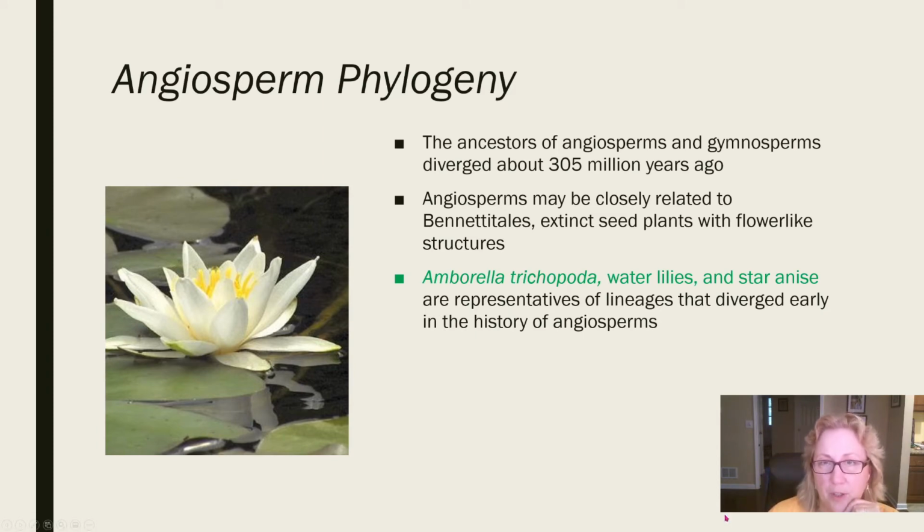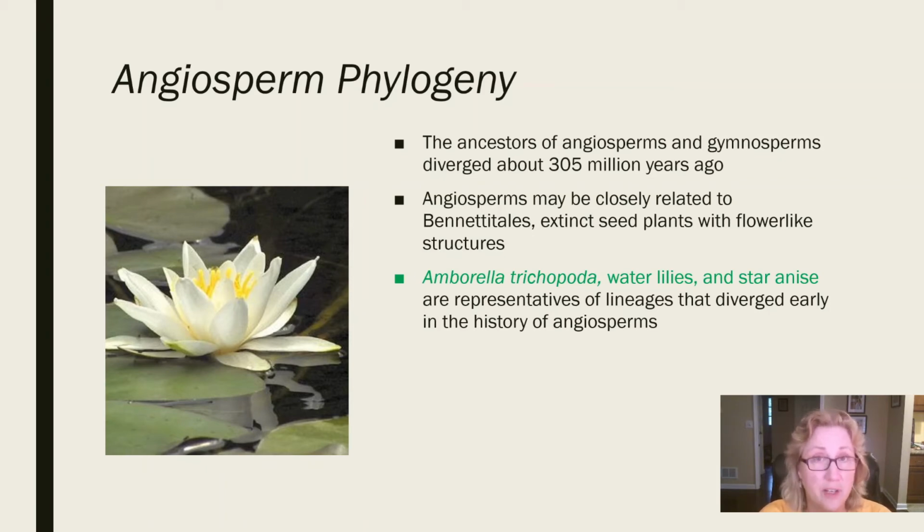So angiosperms are more complicated than were first thought like 30, 40 years ago. It used to be thought that all angiosperms could be neatly divided into monocots and dicots. And of course, like everything in biology, it turned out to be much more complicated than that. And DNA has really been the key to figuring out how angiosperms are actually related to each other.